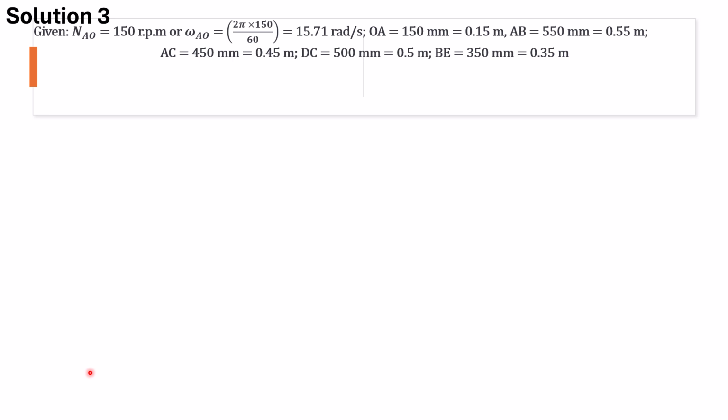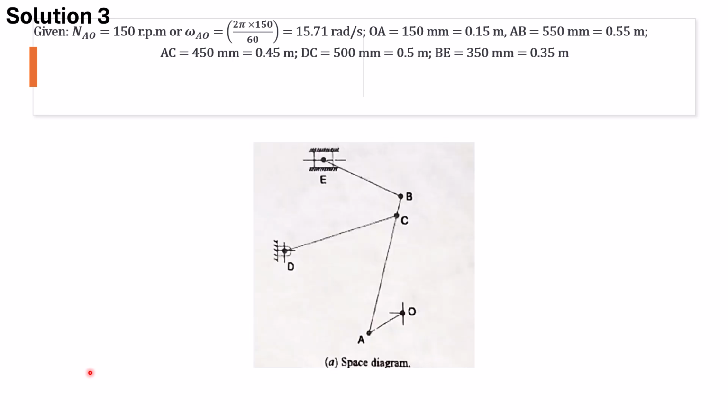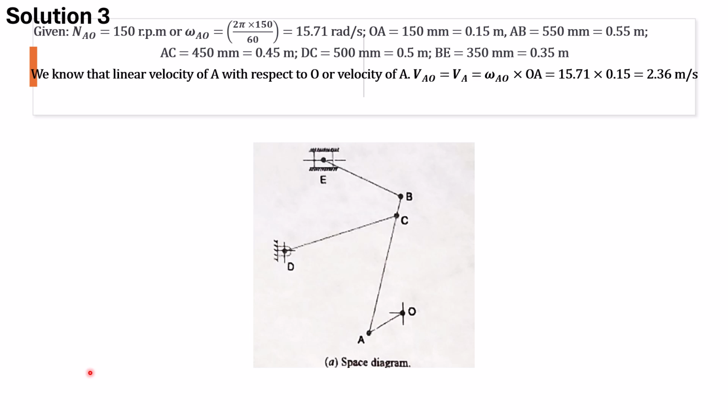So these are the values that we're given, and first thing to do is to construct the space diagram using a suitable scale so that we end up having that space diagram. Then the next thing to do is to get the velocity of A with respect to O. And we do that and we get a value of 2.36 because we have the angular velocity of A with respect to O, and the dimension of OA is 0.15.